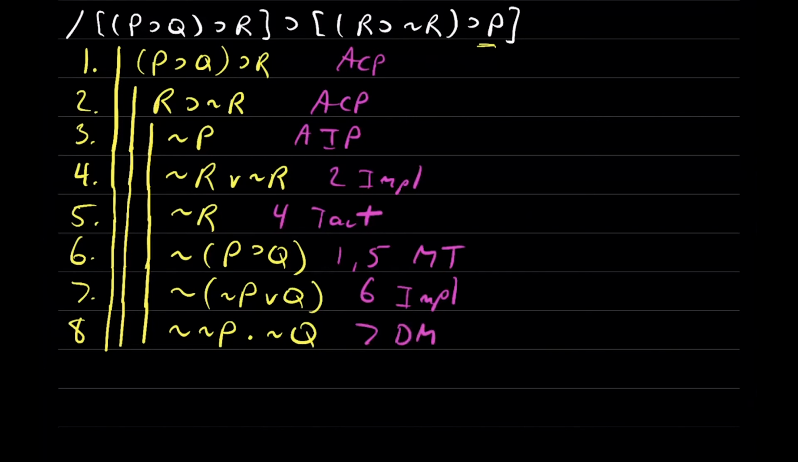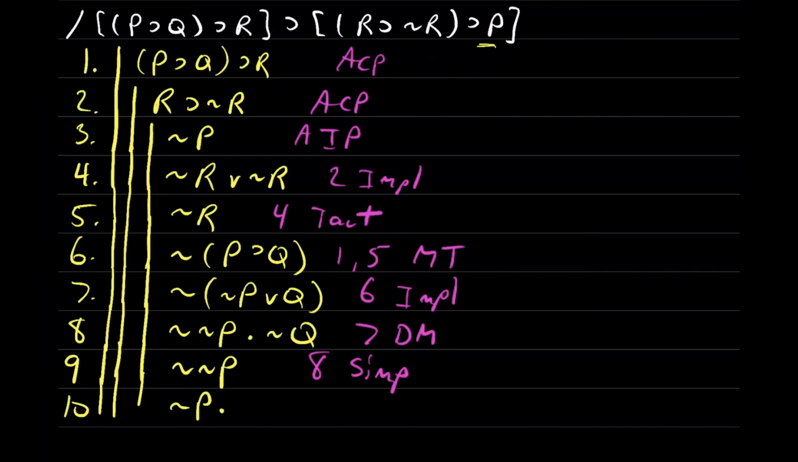I can see what contradiction I'm going to get now. In line 3, I've got not P, and line 8, I've got not P. So on line 9, I'm going to simplify line 8 just to get not P on its own line. Okay, that'll be line 8 by simplification. Now I need to have an explicit contradiction, some statement and its negation. Well, I have not P on line 3. I've got the negation of that, not P on line 9. So I can just conjoin those together. Not P and not P. Line 3 and line 9 by conjunction. And that is an explicit contradiction.